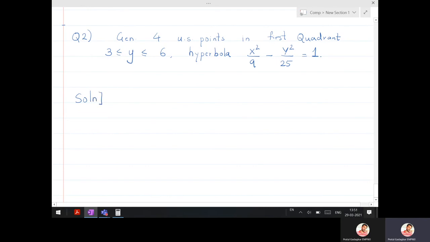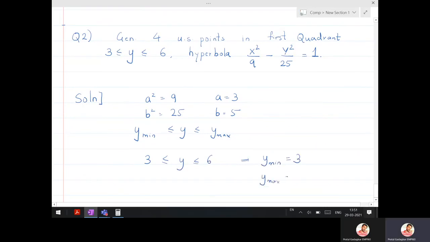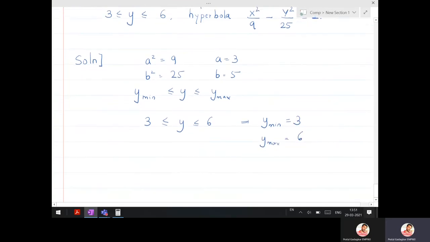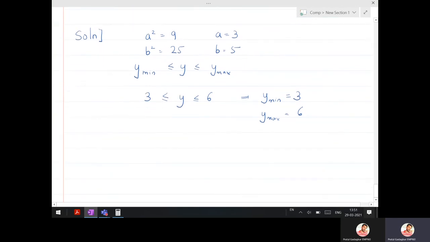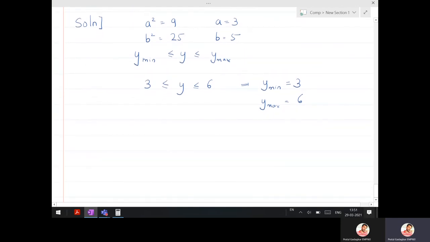So here first of all, a square is 9 and b square is 25, so a is 3 and b is 5. The value of y min and y max is given to us, so this is 3 less than or equal to y less than or equal to 6. So y min is 3 and y max is 6. Once you know that if you're given y min and y max, then your theta min and theta max will be depending on sine hyperbolic inverse.